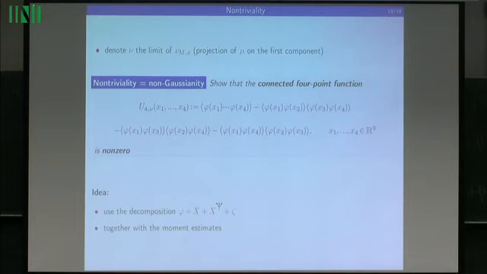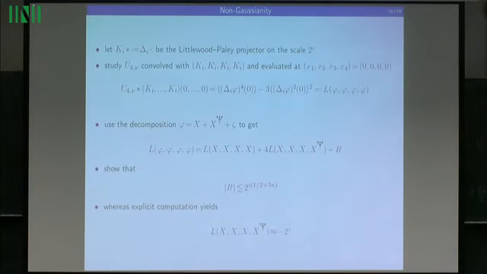And now I remember my decomposition. So the field was given like this. Now the first term is Gaussian. However, the second one is not. And the hope is that this zeta is sufficiently more regular, such that it cannot cancel the contribution of this tree, so that overall this would remain non-Gaussian. And for that, I need to use my moment estimates from the previous slide. And this is how it works.